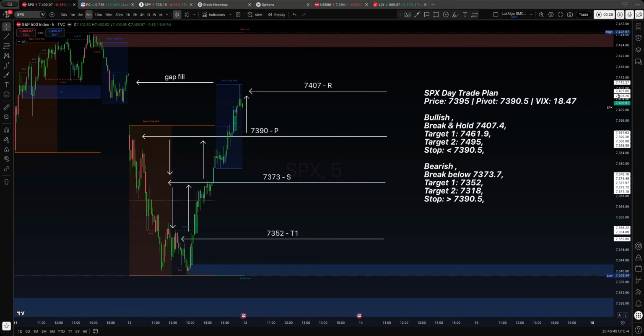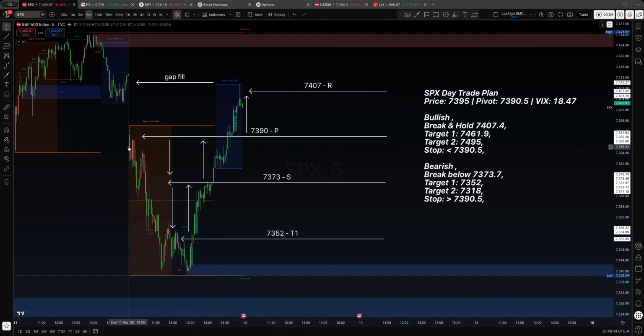SPX day trade plan price 73.95, pivot 73.90.5. So the current price was 73.95 when I was making the plan, and I established the pivot at 73.90.5. VIX was at about 18 and a half. So a couple different scenarios here. Just going to show you how they kind of played out.